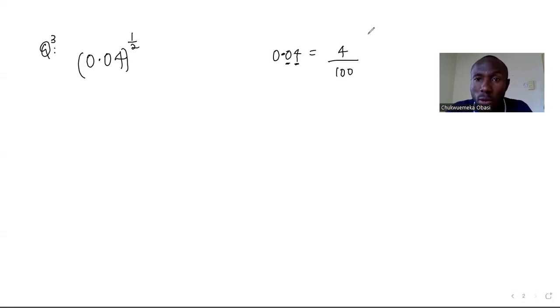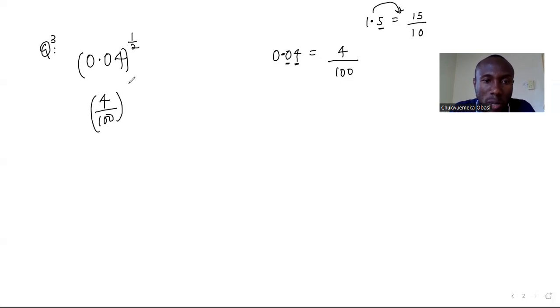Now let me show you another example. If you have 1.5, it will be 15 over 10 because we have only 1 decimal place after the decimal point. That is how to convert decimals to fractions. So this is going to become 4 over 100, as we have seen, then to the power 1 over 2. Whenever you have the power 1 over 2, this is the same as square root, like we've talked about earlier. So this is like the square root of 4 over 100.